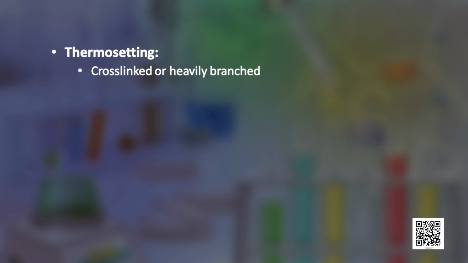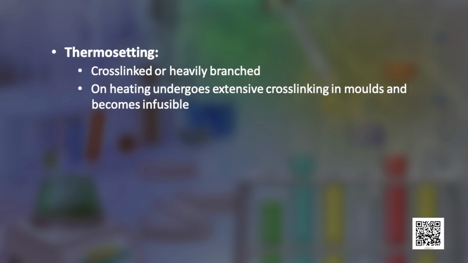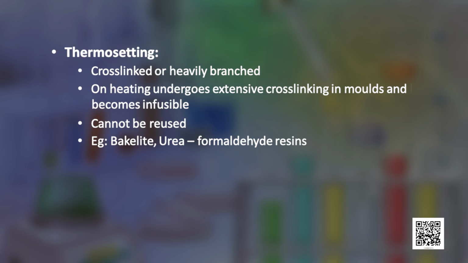The fourth subcategory in this category is thermosetting polymers. These polymers are cross-linked or heavily branched molecules which on heating undergo extensive cross-linking in molds and become infusible and thus cannot be reused. Some common examples are bakelite and urea formaldehyde resins.